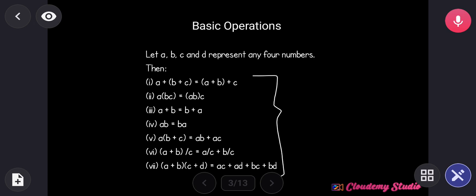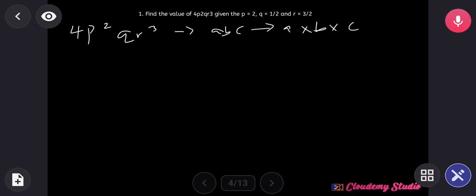Now let us go to example 1. We have this question that says (4p^2)(qr^3). We are asked to simplify it. How are we going to do that? The first thing you have to know is that abc in algebra is the same thing as a multiplied by b multiplied by c, right? Now, therefore, this is the same thing as 4 multiplied by p^2 multiplied by q multiplied by r^3. We have to understand that.